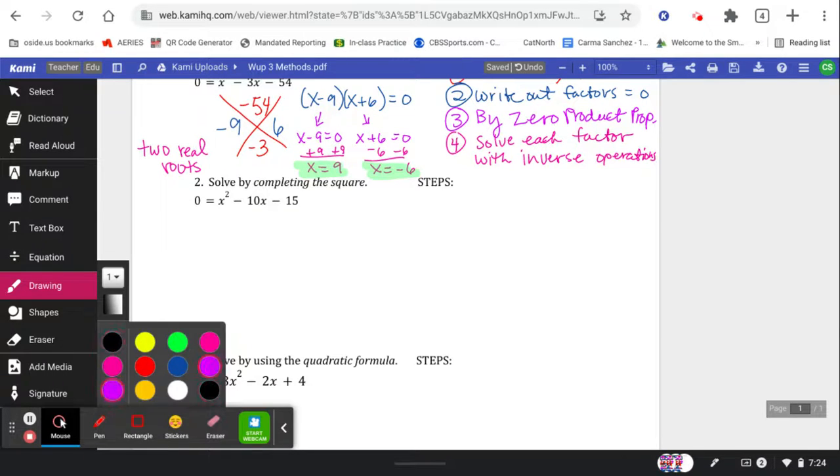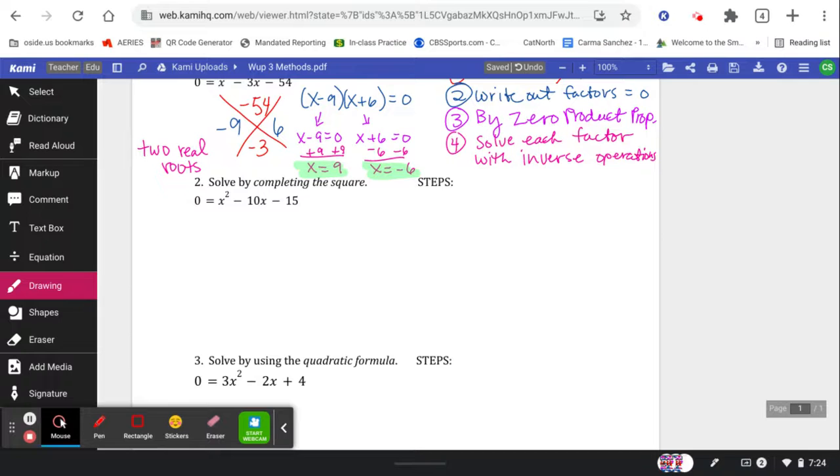All right, next one, we're going to use the method of completing the square. Step 1, make space. All right, we're bumping over that -15.